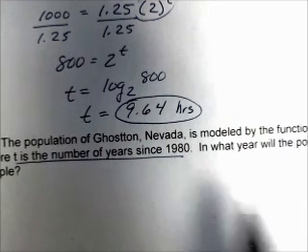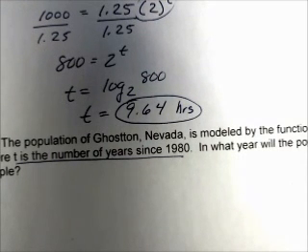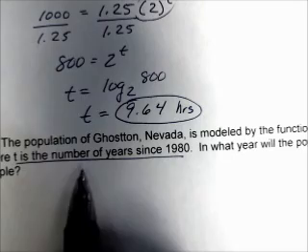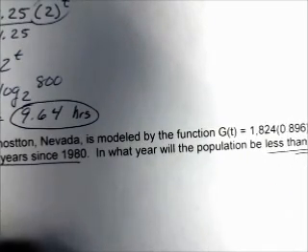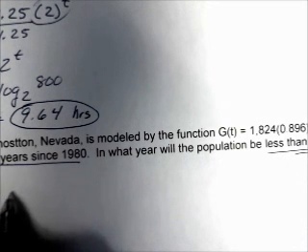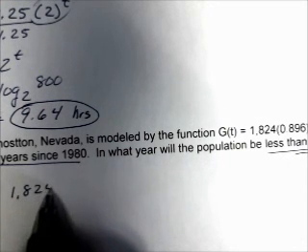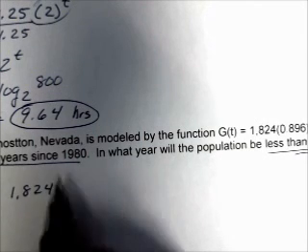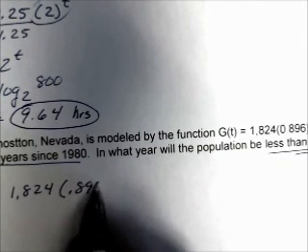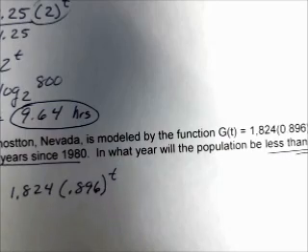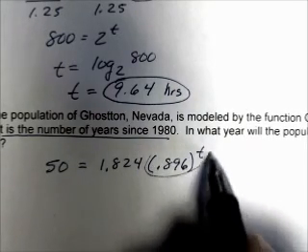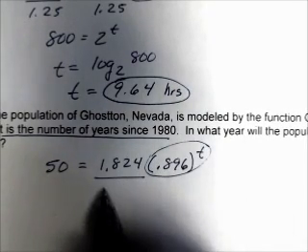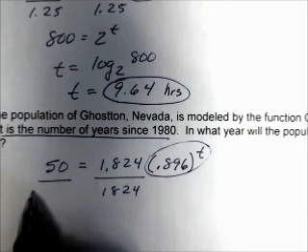Let's first find when it would equal 50. So replace g of t in our formula with 50. So 50 equals 1,824 times 0.896 to the t, and we have to find the year. Again, let's isolate this, so we'll divide by 1,824.